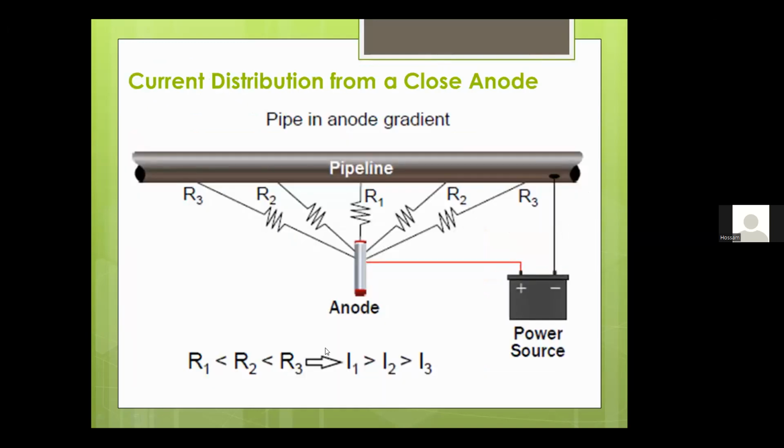Here is a single anode in a close position to the structure. Current distribution from a close anode.